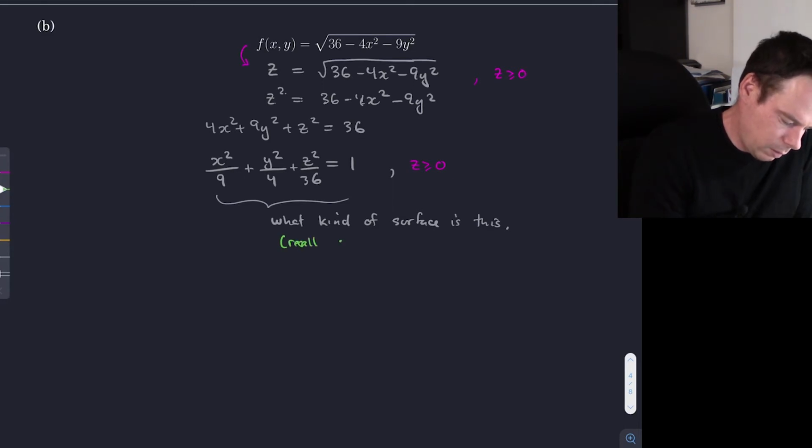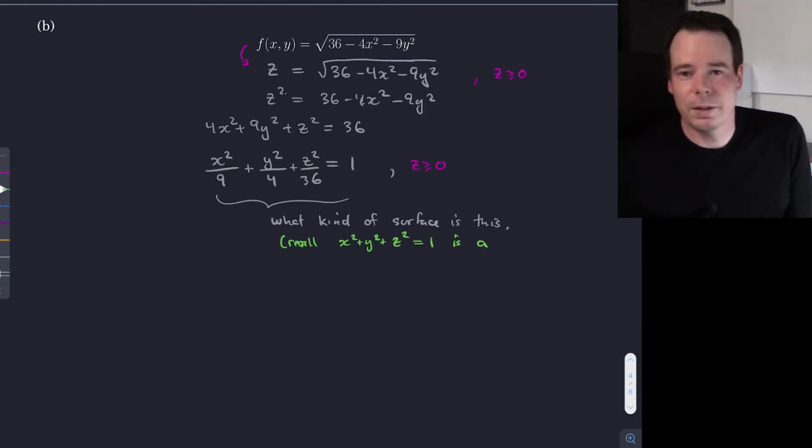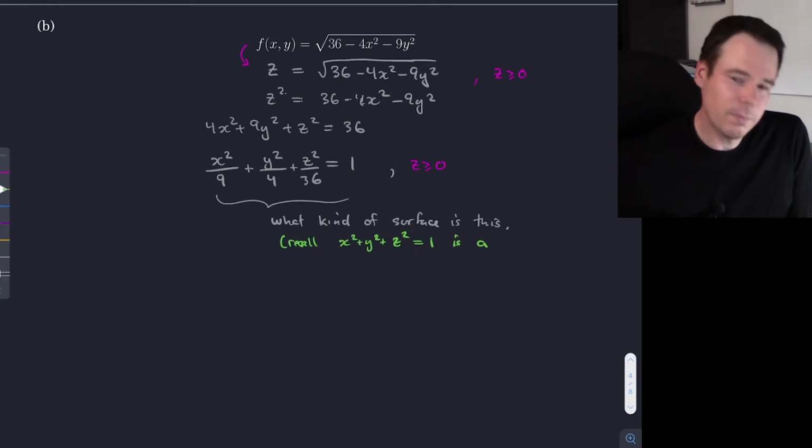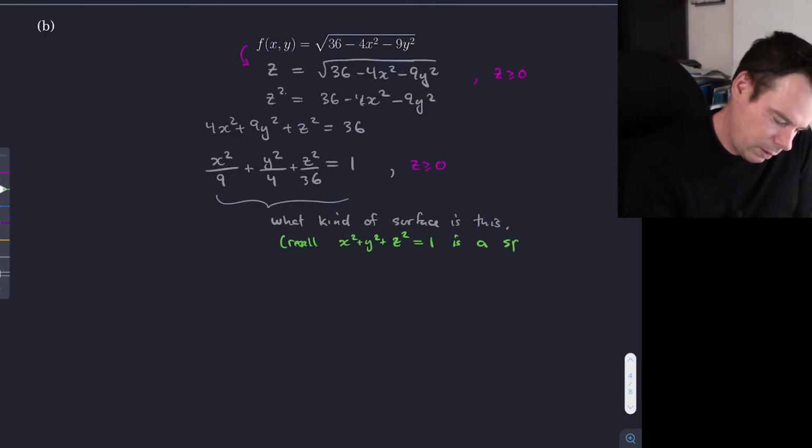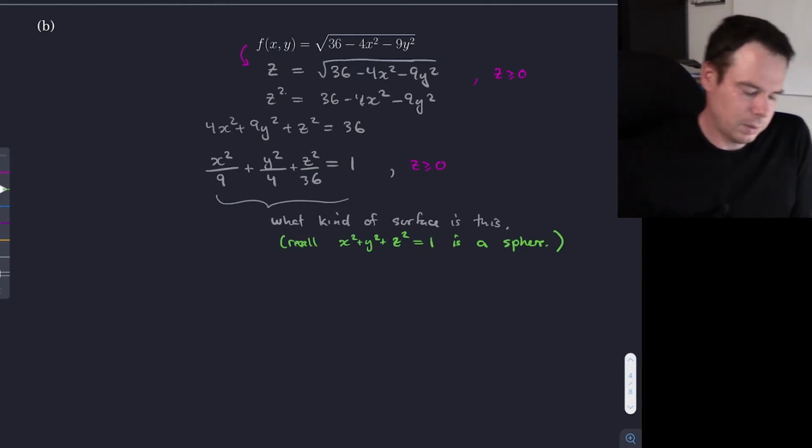So recall, x squared plus y squared plus z squared equal to 1 is a what kind of object? A sphere. It is a sphere. So that we got when we studied the distance formula for points in space. We introduced the idea of a sphere.